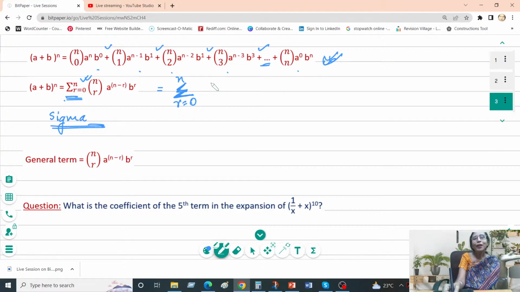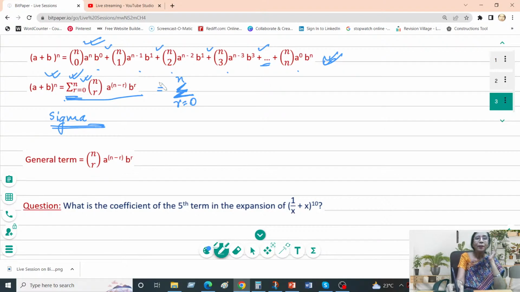You can write the same thing in an expanded form. The first line is the expanded form. The second line is the concise, shortened form. Instead of writing so many terms, I have just written a single term with the r variable and the prefix of that sigma. So this is writing the binomial expansion using the sigma notation.